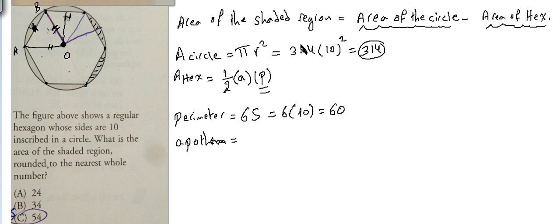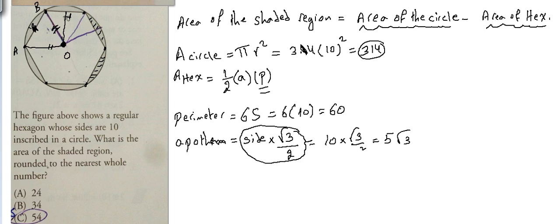So this apothem is a height in equilateral triangle. Height in equilateral triangle is equal to side of equilateral triangle multiplied by radical 3 divided by 2. And the side of equilateral triangle is 10 times radical 3 divided by 2, so it's 5 radical 3. Remember, the side times radical 3 over 2 is the height of equilateral triangle. Why? Suppose this is equilateral triangle, and this is the height.